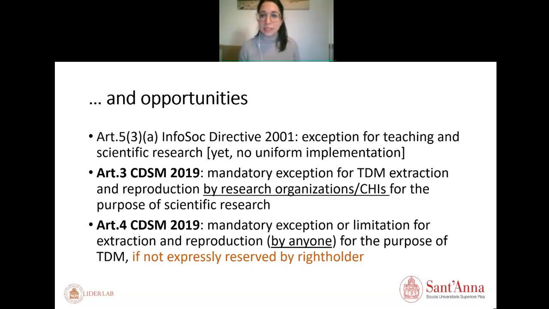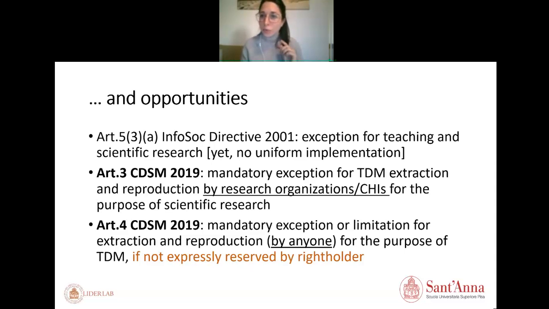As you see in parentheses, there is no restriction on who is using, so potentially it is anyone. Yet the extraction and reproduction of these parts of content, text or data, is to be within the scope of the purpose of text and data mining as a practice, and could be overridden by contract. If the copyright holder expressly reserved the right to access and use these bits of information for text and data mining purposes, then the exception will not find application.